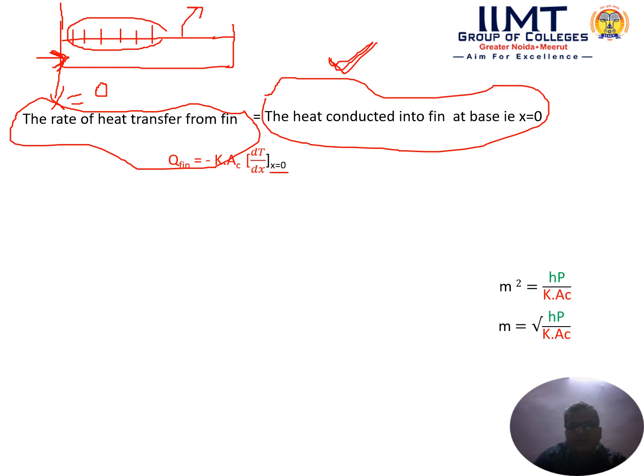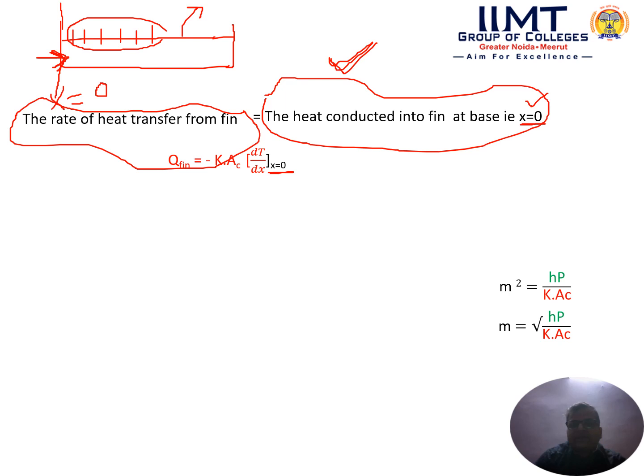Here, the dT by dx should be at x is equal to 0. It should not be at another place because we have to calculate the heat conduction at x is equal to 0. That is why we have to put dT by dx at x is equal to 0. When we put dT by dx at x is equal to 0, then it will give the rate of heat conduction at x is equal to 0. Clear?